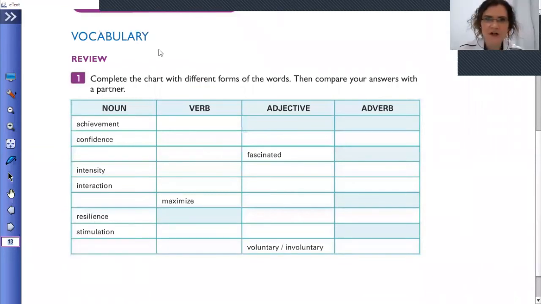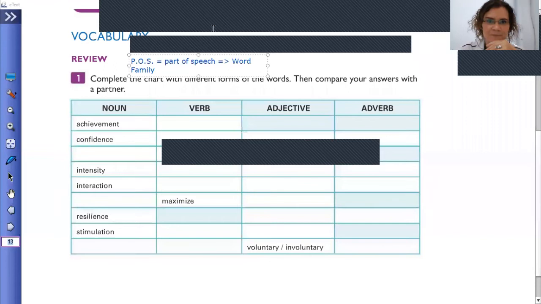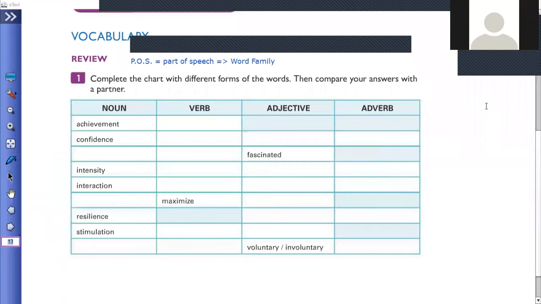Very good. So basically, we would normally just refer to it with capital letters. So we would say POS, right? Which clearly shows us part of speech. And the part of speech can be very different for each word, which also refers to another term that we have, which is called word family. So we've got POS, which is part of speech. In it, we have nouns, verbs, adjectives, adverbs.